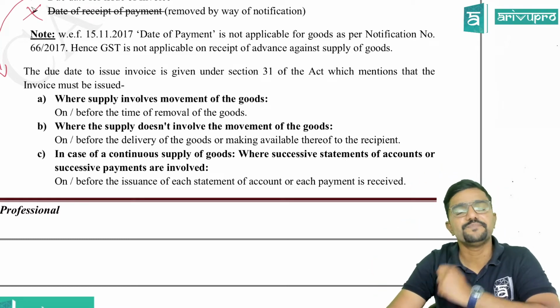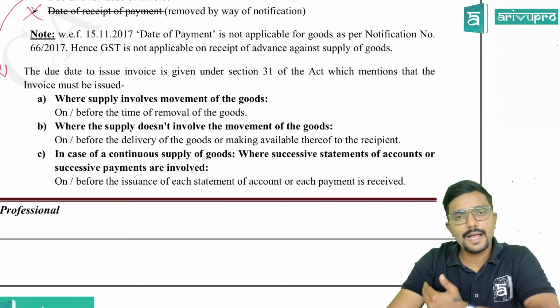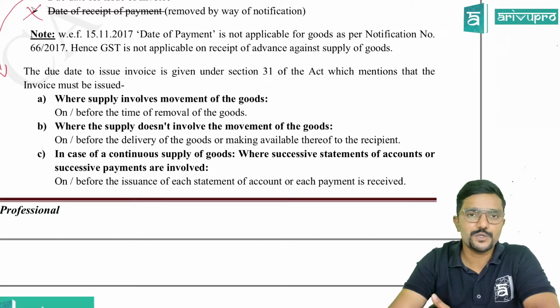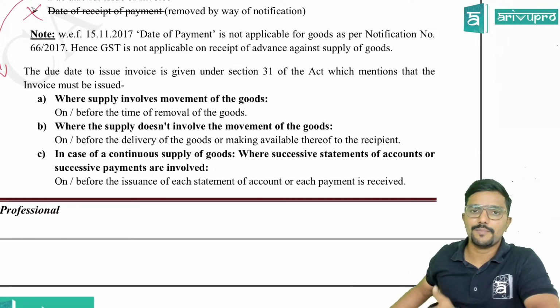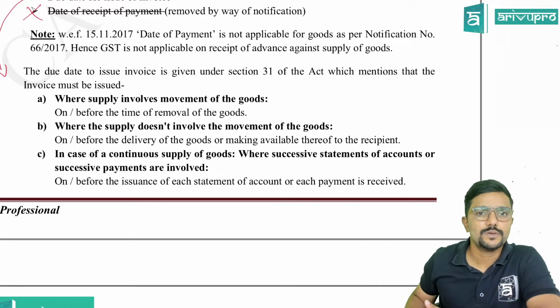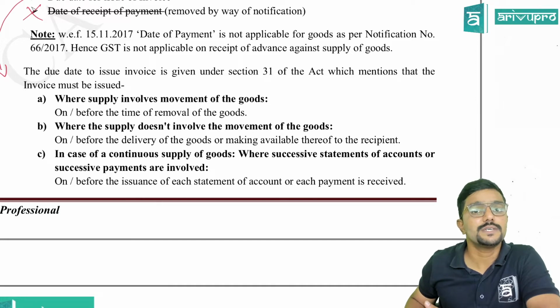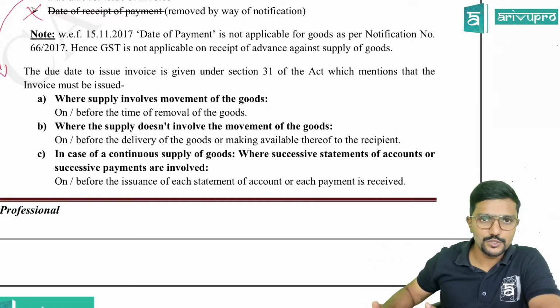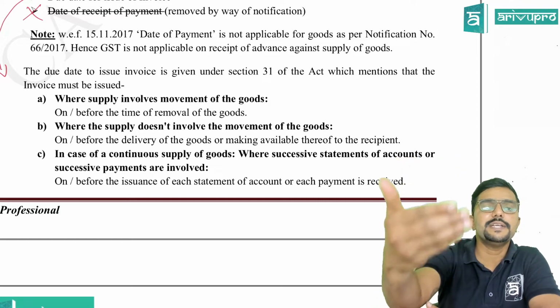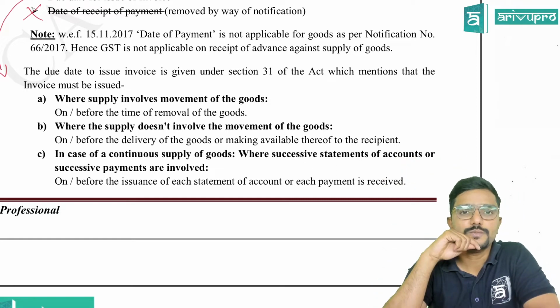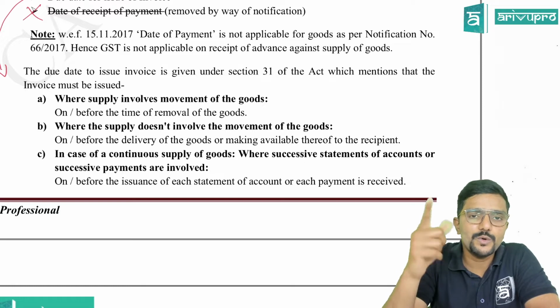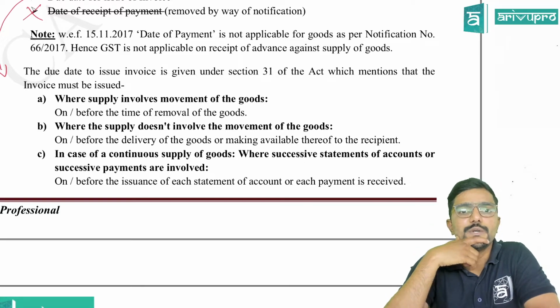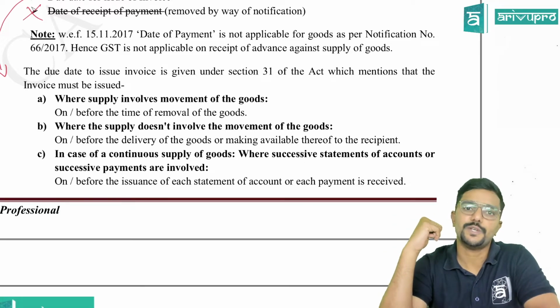For example, assume I am sending goods to you from my place to your place. You are from Tamil Nadu. So I removed the goods from my godown on 10th June. What is the due date to issue invoice? 10th June. By the time it reaches you, it was 14th June. So goods reached you on 14th June. So what is the due date? Still, it is 10th June only.